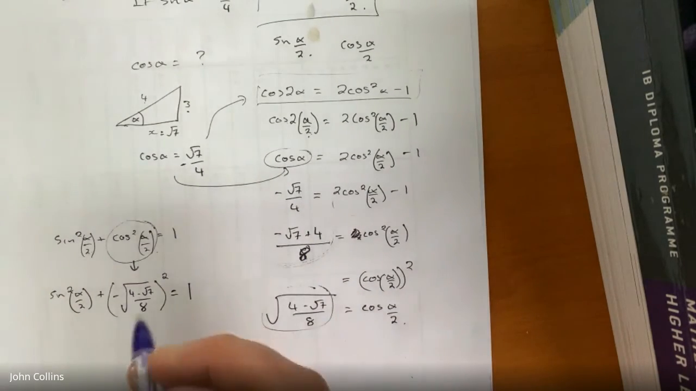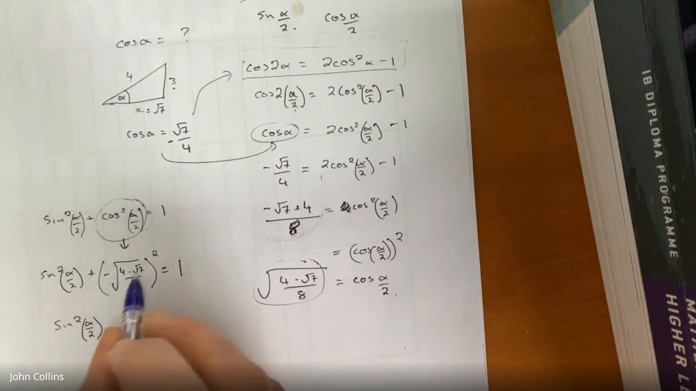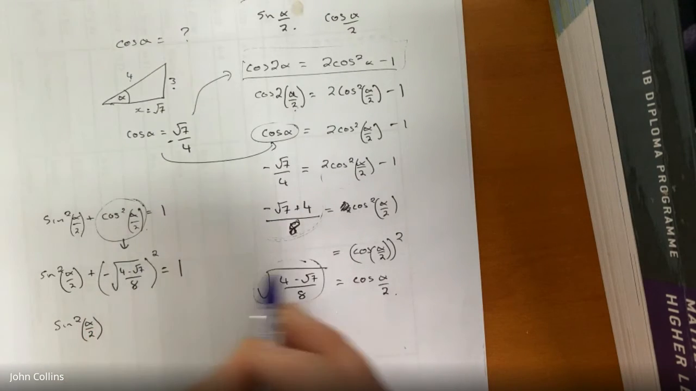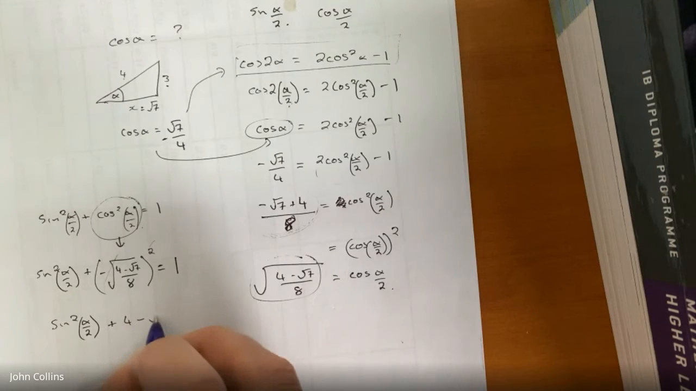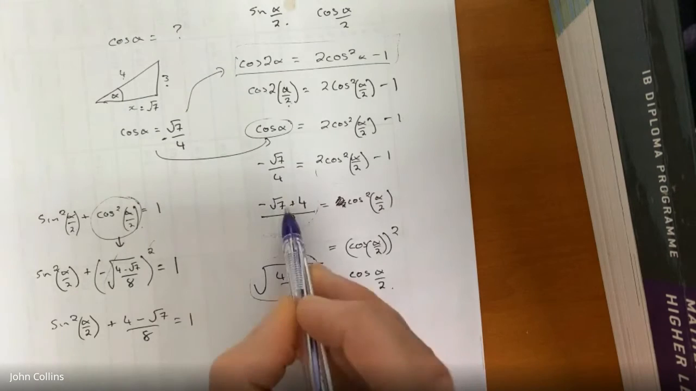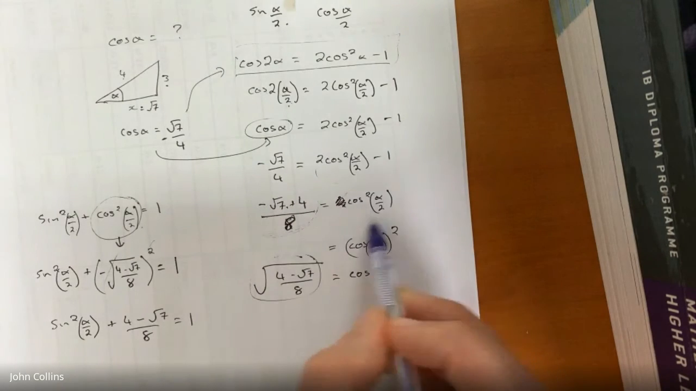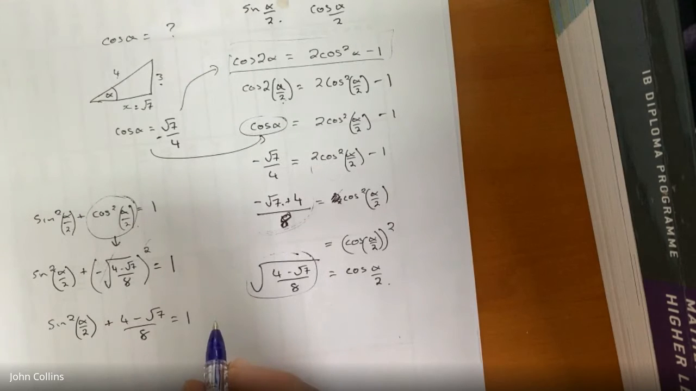Okay. All right, so sine squared alpha over 2. This squared is this, of course, or you could just do the square root of it, re-squared again, but that's going to cancel out anyway. Which gives us plus 4 minus root 7 all over 8 equals 1. So that's from here. It's what cos squared alpha was. And then rearrange this.